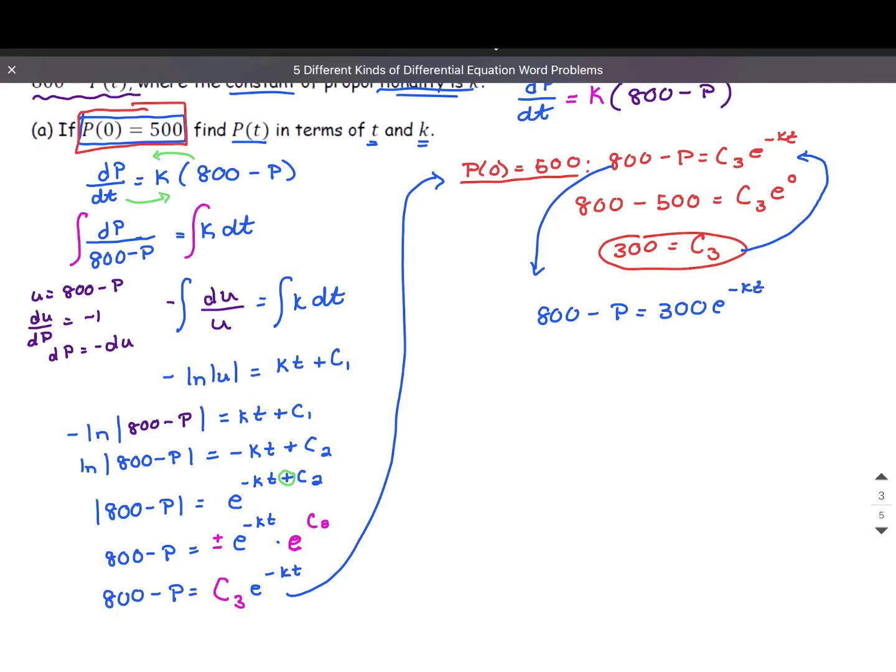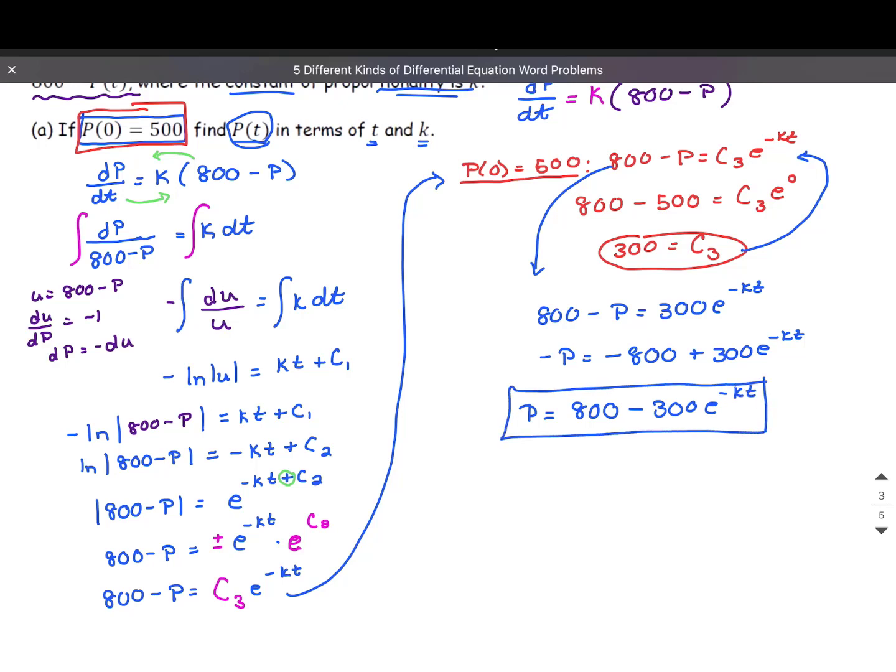We're almost done. Remember, we had to find p of t, so we need to solve in terms of p. So the first thing I'm going to do is subtract 800, and I'm going to put it at the front so it doesn't accidentally become part of your exponent. Remember, you all tell me, oh no, I wouldn't, I know it's not part, and then somehow, magically, it becomes part of the exponent. And besides, now I have to divide everything by a negative 1, and I have 800 minus 300 e to the negative kt. Now I have found p in terms of k and t. Whew, we have our equation.